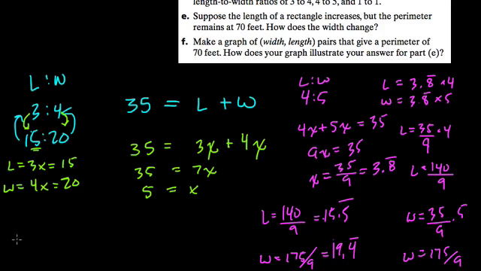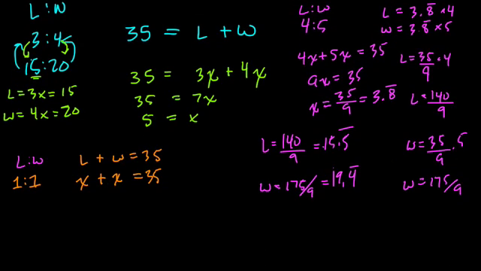Now what about a 1-to-1 ratio? Length to width is equal to, change colors here, 1 to 1. Okay, well, if it's a 1-to-1, we just get this situation, which is length plus width equals 35. So it's just x, right, plus x equals 35. So that means what? Well, we have 2x is now equal to 35, right? And in other words, length and width are equal.